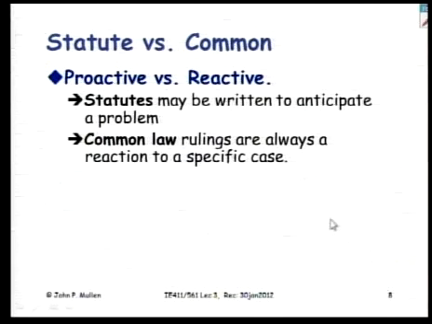Common law rulings are always a reaction to a specific case. Judges don't sit around and make rulings in their spare time. They're always making a ruling because somebody has come to them with a specific problem, and they decide how that problem should be resolved. So as a result, common law rulings are always reactive. They can't be proactive.